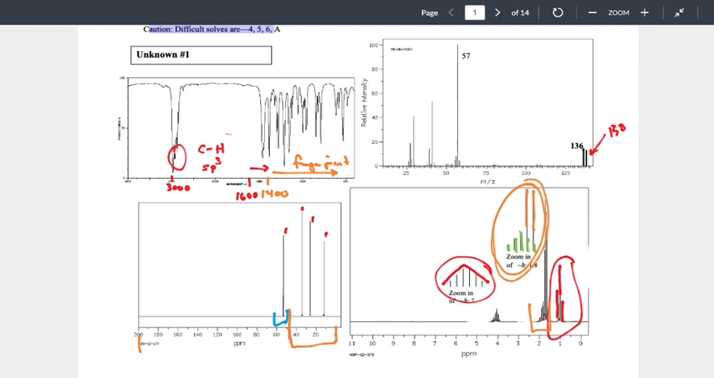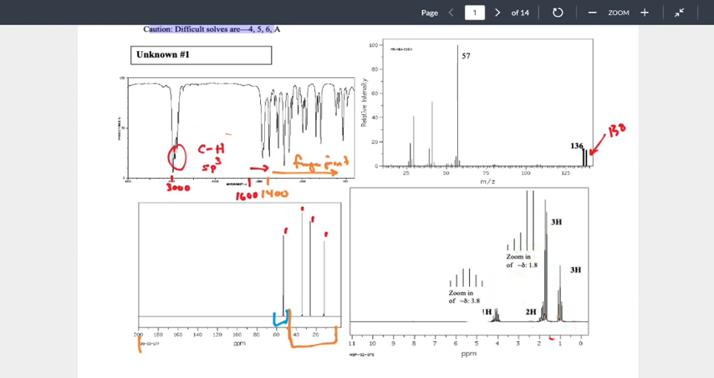Do we always have to worry about overlapping signals? No. Sometimes it happens, sometimes it doesn't. So you need to be aware that it is an issue that could happen, but it's not a constant worry. So one of the reasons why I like going through and doing this one is because it addresses that issue. Okay? So if we go back to our summary, we have 4 unique hydrogens, because we had 4 signals.